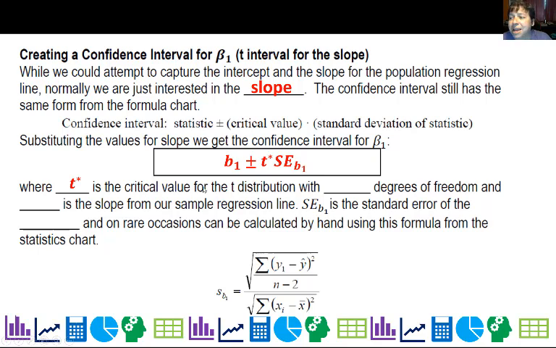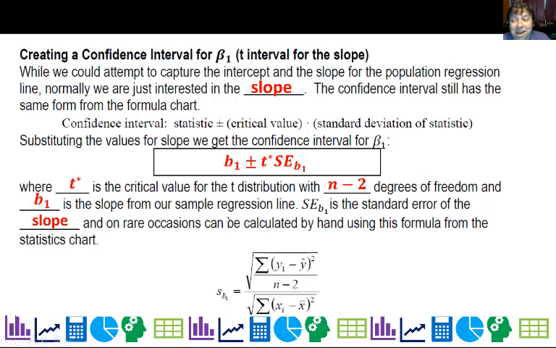And we find that the same way that we did before with inverse T, except instead of having n minus 1 degrees of freedom, for lines we have n minus 2 degrees of freedom. And B1 is a slope from our sample regression line. That's a good estimate for our population slope. And S of B1 is the standard error for the slope. And on rare occasions, you can calculate it by hand using the formula on your statistics chart right there.